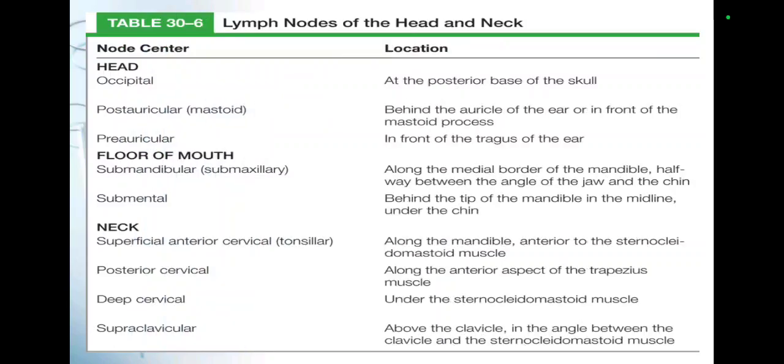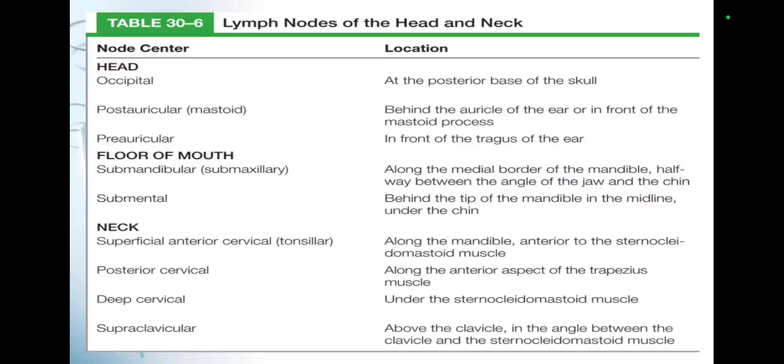Now we have here the different lymph nodes located in the head and the neck. We have in the head the occipital lymph node at the posterior base of the skull, the post-auricular or mastoid behind the auricle of the ear, pre-auricular in front of the tragus of the ear. We have your submandibular or submaxillary along the medial border of the mandible or your jaw, and then submental behind the tip of the mandible or under the chin.